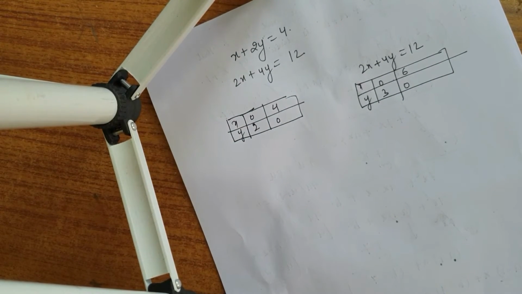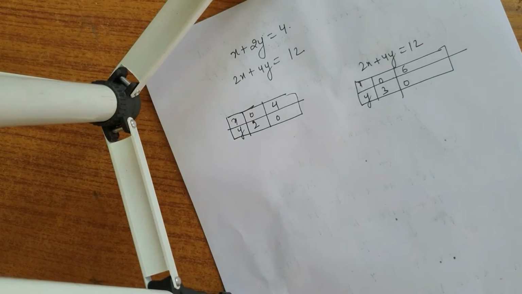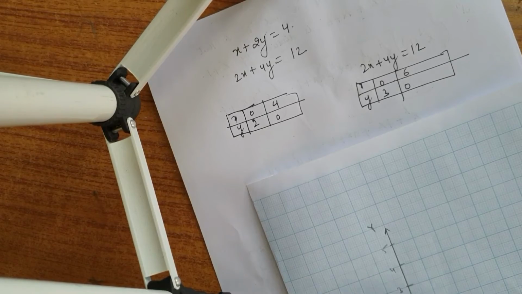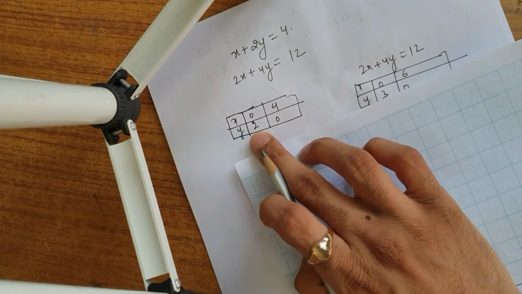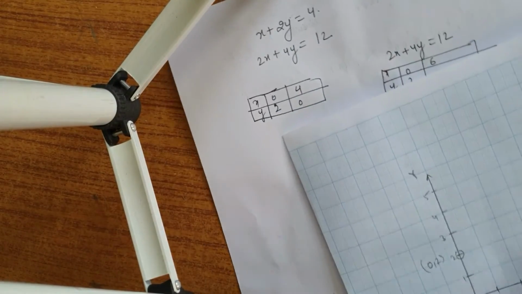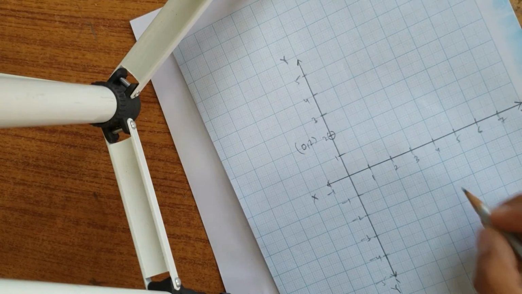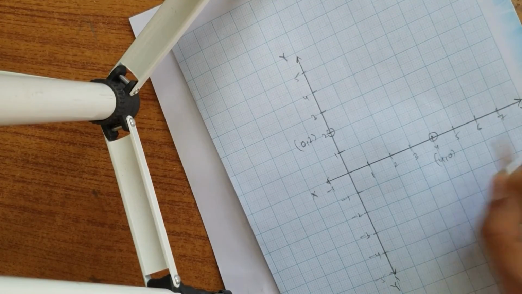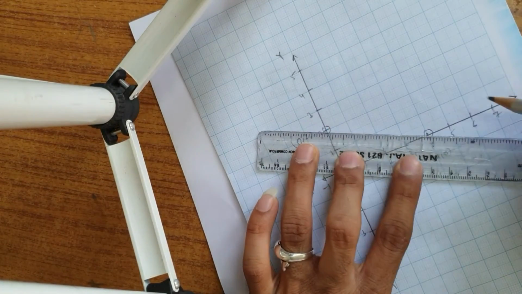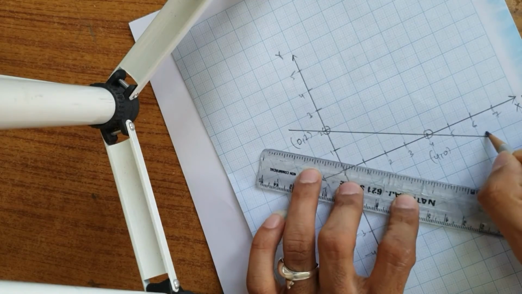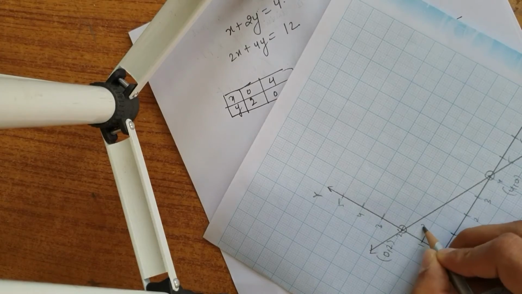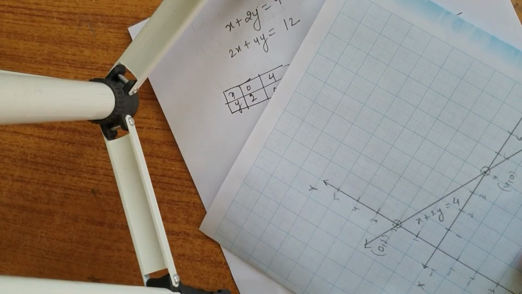I hope you're getting it. Now I'll try to plot this on the graph and let us check what the graph tells us about the two equations. Firstly, we are plotting the first equation. When x is 0, y is 2, so this is our point (0, 2). The next point is (4, 0), which is here. Just join the two points and let us see. Write the name of this line: x plus 2y equals 4.